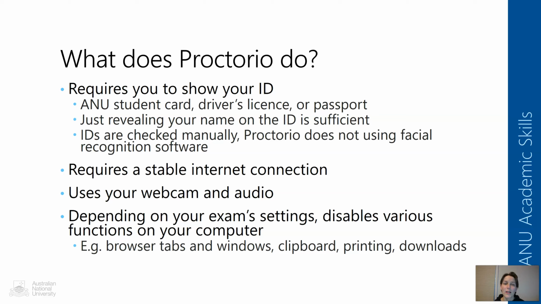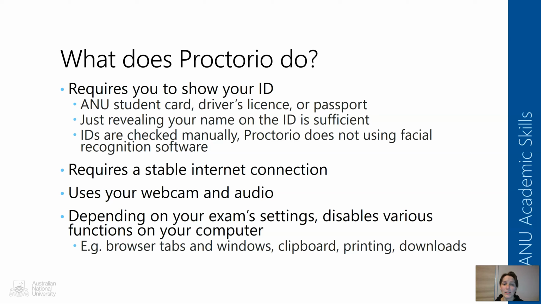At the start of your exam, Proctorio requires you to show a piece of identification. That can be either your ANU student card, your passport, or a driver's license. Proctorio does not use facial recognition software. All of the identity checking happens manually. And ANU only requires your photo and your name on the piece of identification. So if you wish to obscure those details, hold your hand over it or put a piece of paper in front of it while you do that.